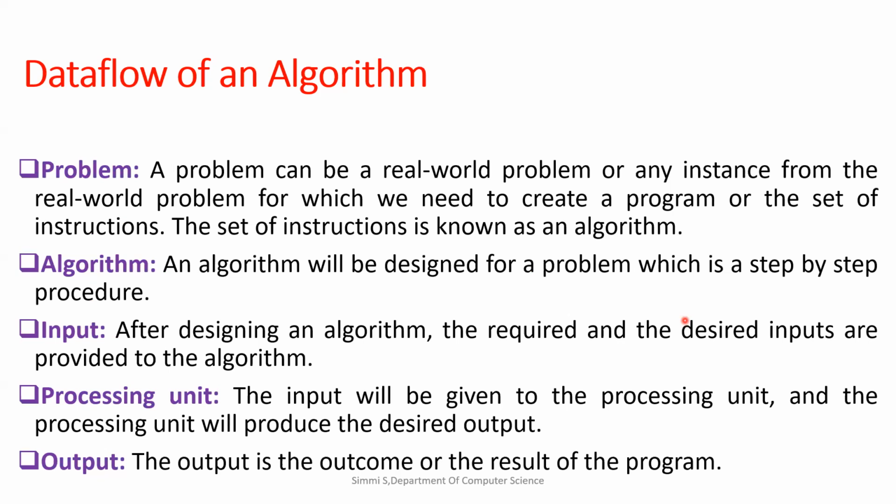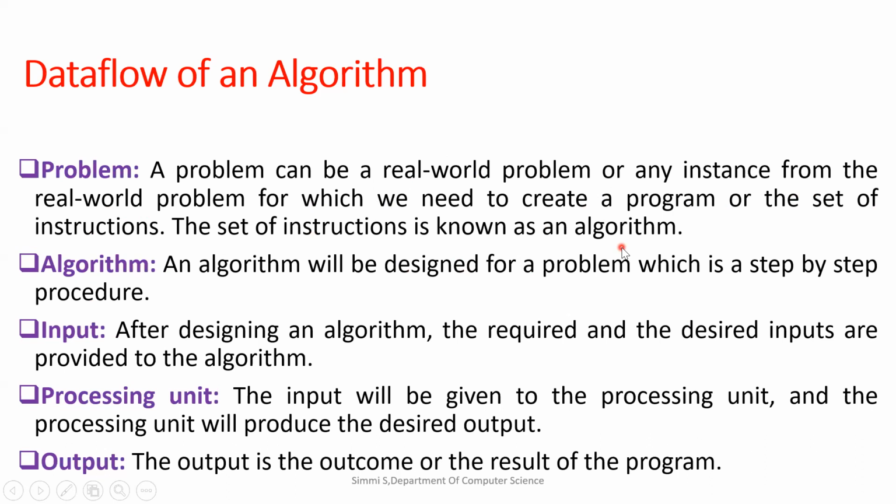Then the next one is data flow in an algorithm. How can we finally reach a solution? First, in order to create an algorithm, we should have a problem. If we have a problem, then we have to find the solution. So first is the problem. A problem can be a real world problem, or any instance from the real world, for which we need to create a program or a set of instructions. The set of instructions is known as an algorithm.